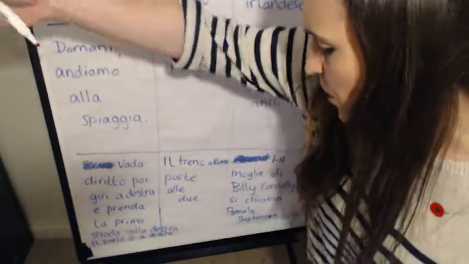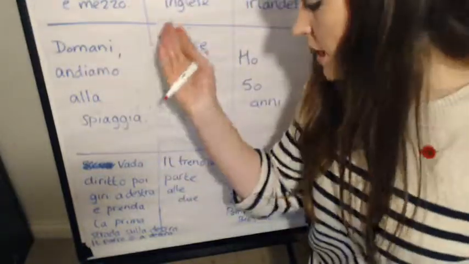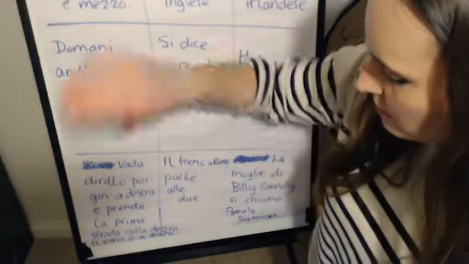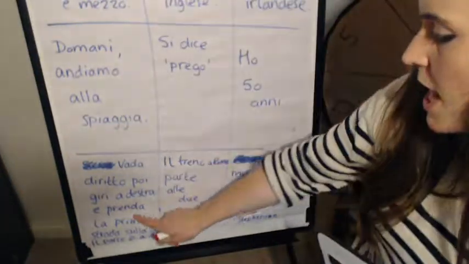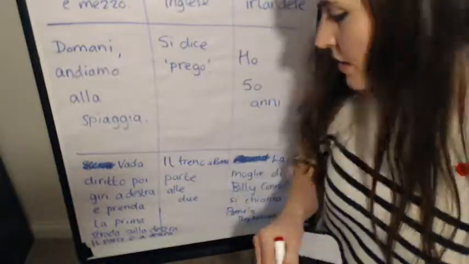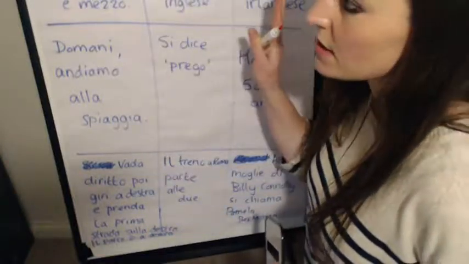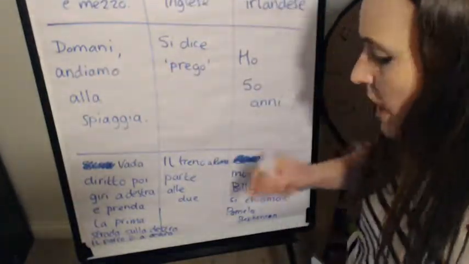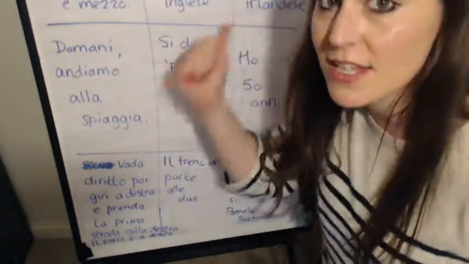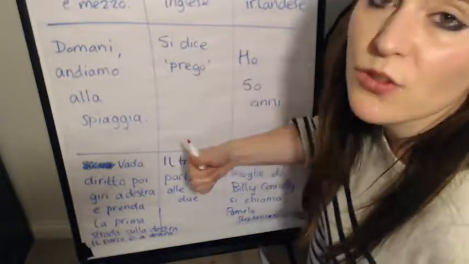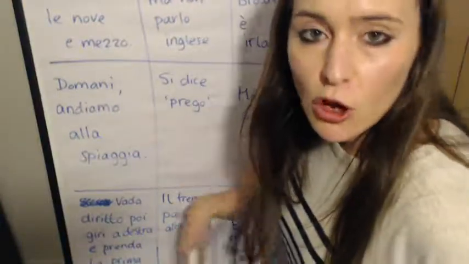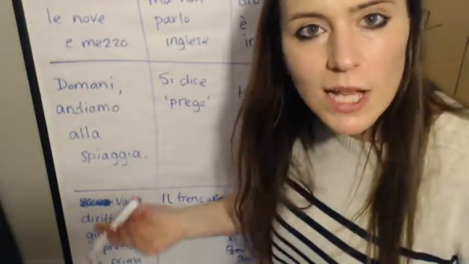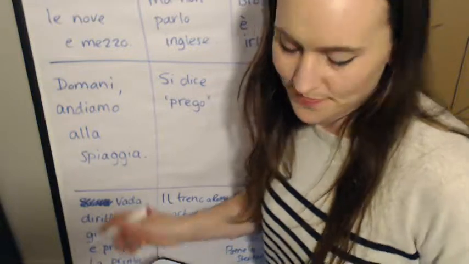Vai diritto, go straight on. Poi, then, giri a destra, turn to the right. E prenda la prima strada sulla destra. And take the first road on the right. Il parco è a destra. And the park is on your right. So, that's a nice long answer. Qual è la domanda? What's the question?